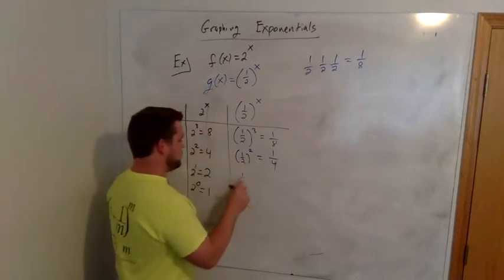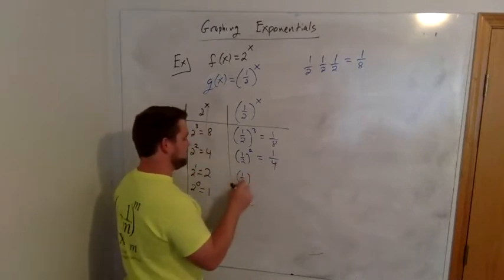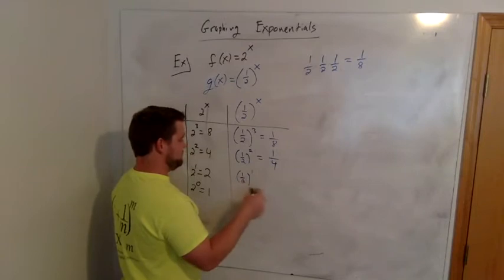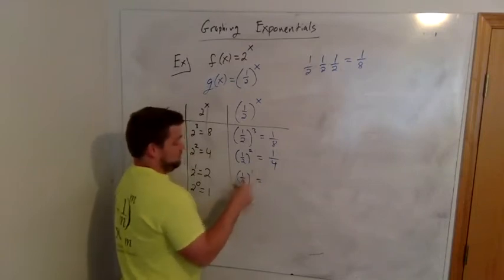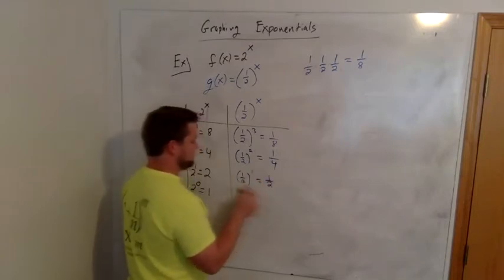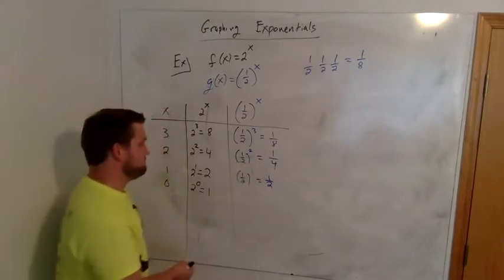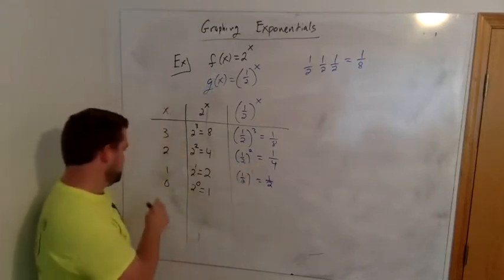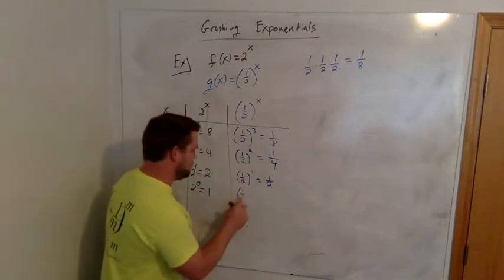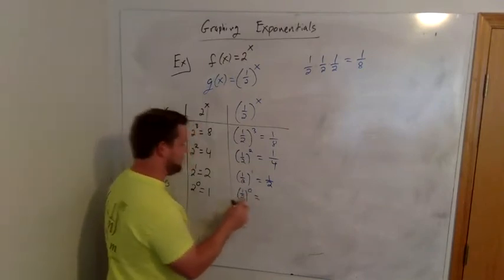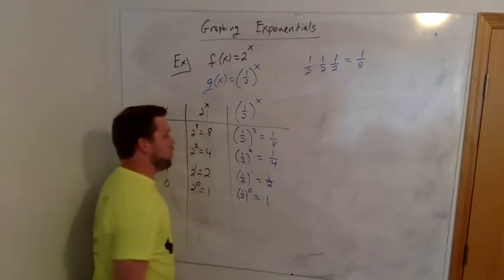Okay. And if I want to do 1/2 to the first power, anything to the first power is just itself. So this would just be 1/2. And then we would have 1/2 to the 0th power, and anything to the 0th power will be 1.